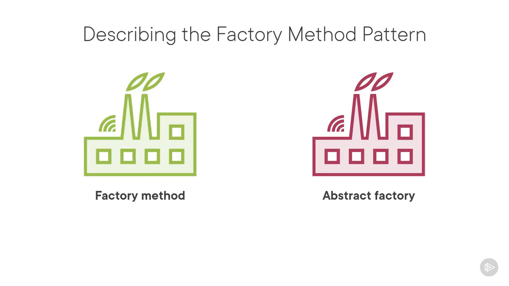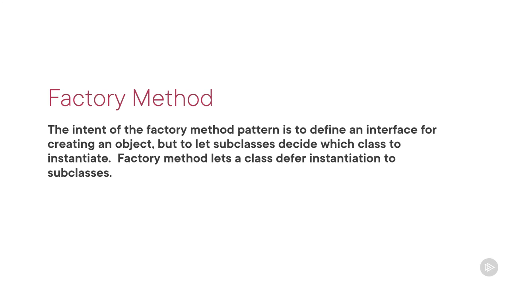But if we want to be correct, the factory pattern can refer to either the factory method pattern or the abstract factory pattern, which we'll cover in the next module. Once we've done that, we will compare both, also in the next module. For now, let's focus on the factory method pattern. Its intent is to define an interface for creating an object, but to let subclasses decide which class to instantiate. In other words, factory method lets a class defer instantiation to subclasses.